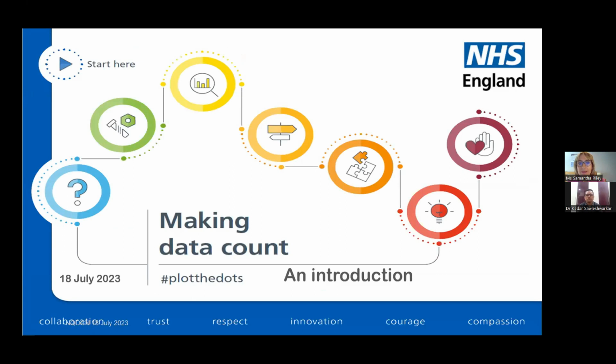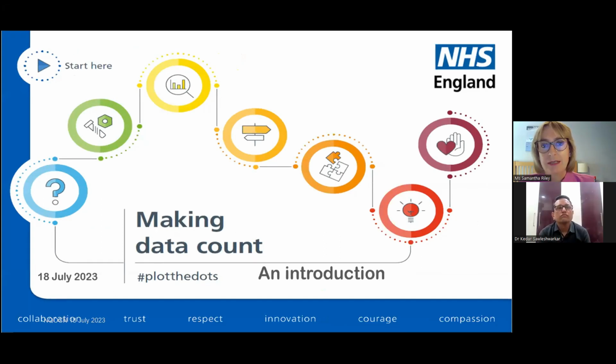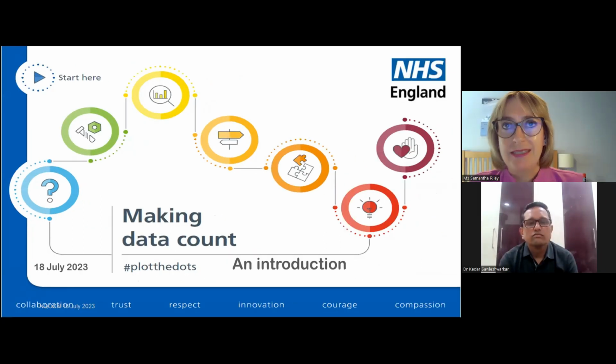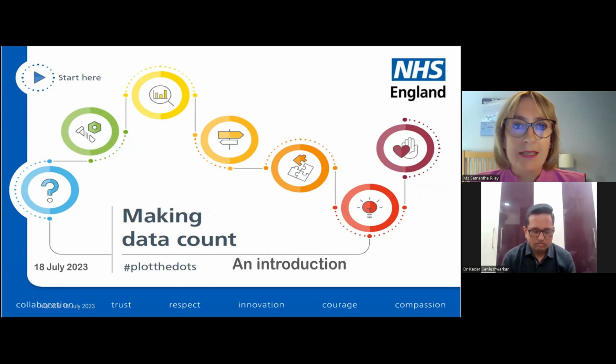So I am Director of Making Data Count. This is an approach that has been working really successfully across England to change how the NHS uses data. I work for an organisation called NHS England. We sit between governments in terms of the Department of Health, and we're there to support organisations in the NHS to improve, but we also are the regulator. So we're there to hold organisations to account for their delivery of services. So there's a bit of a mixture there in terms of what our role is.